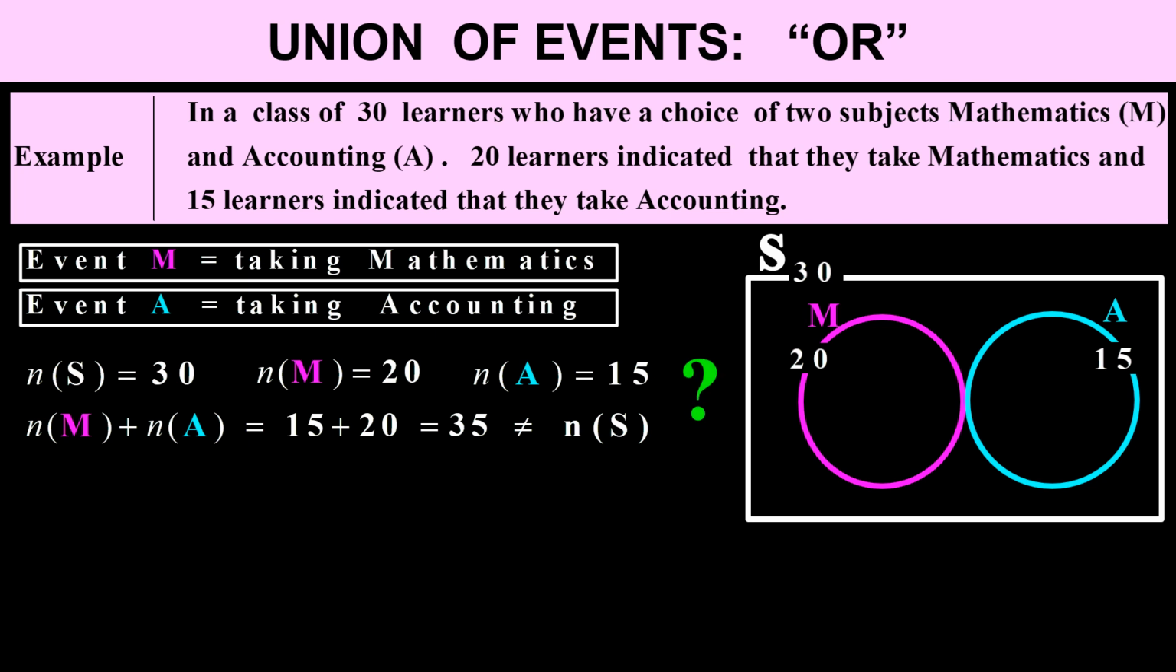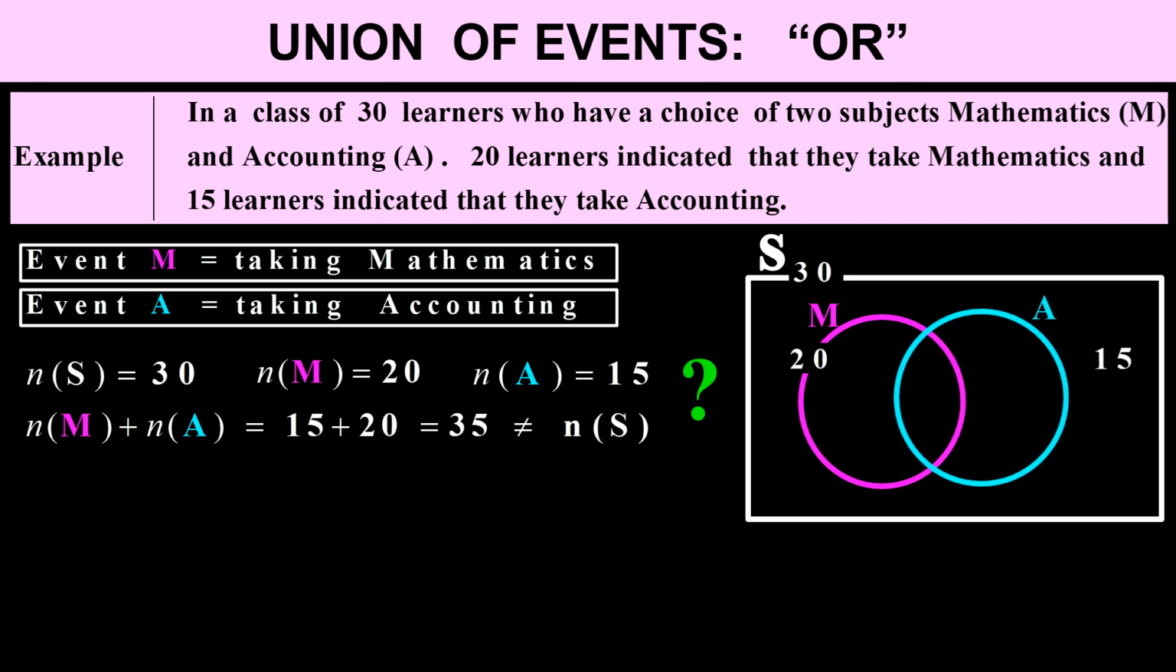That's correct. There are some learners who take mathematics as well as accounting. In other words, there's an overlap, so the two circles need to overlap. What is the overlap? The overlap is 5: 35 minus 30 gives me 5. So there are 5 learners taking mathematics, and the same 5 learners also take accounting. You see there the two colors, 5 taking mathematics and the same 5 taking accounting, so we have to remove one of those 5s.